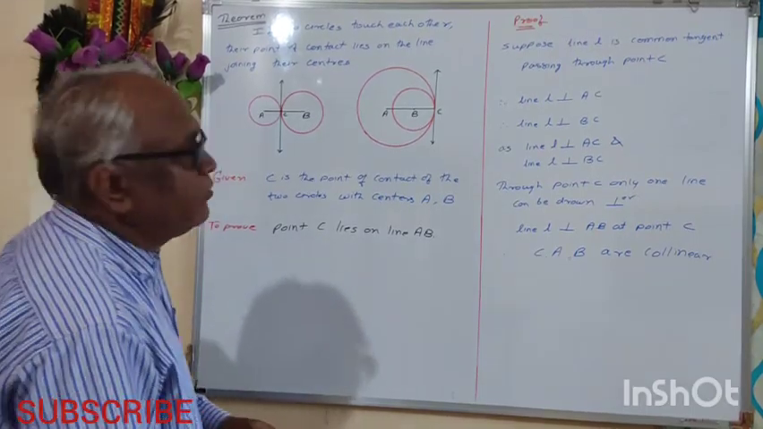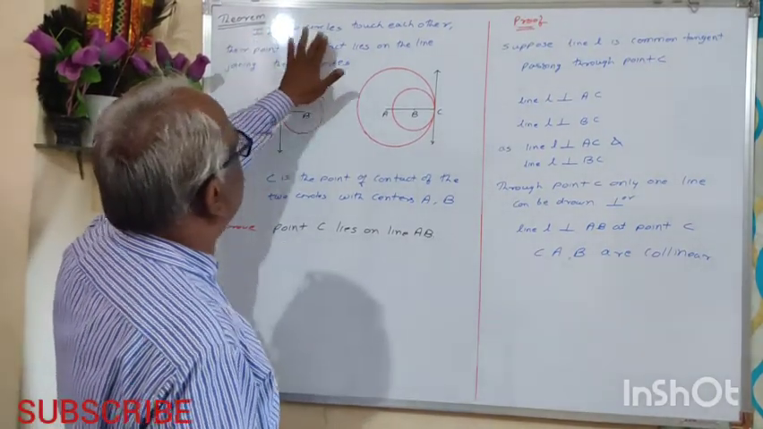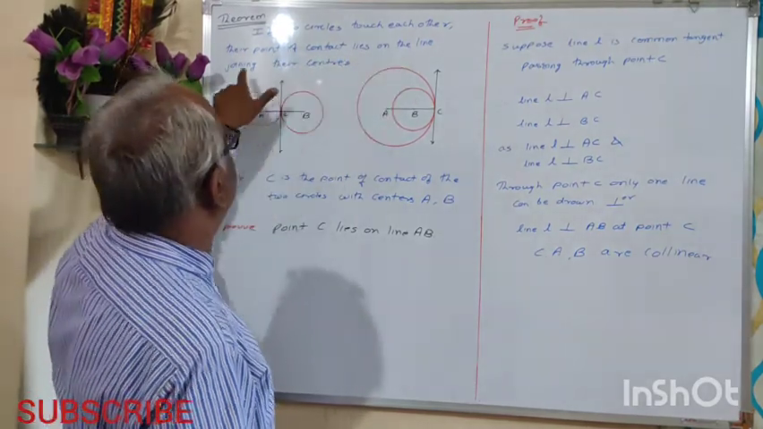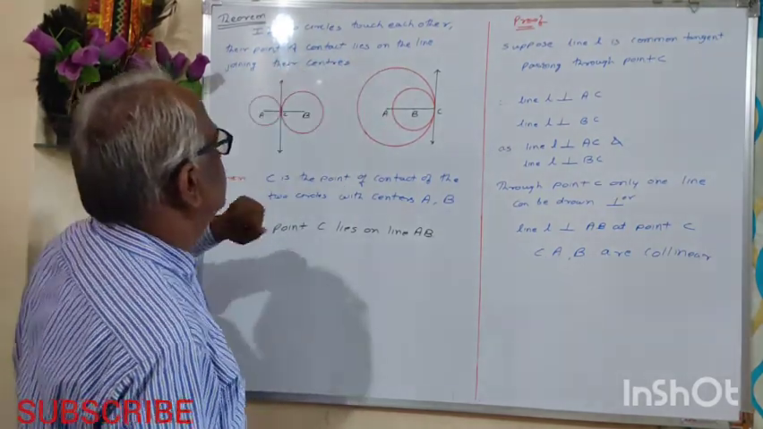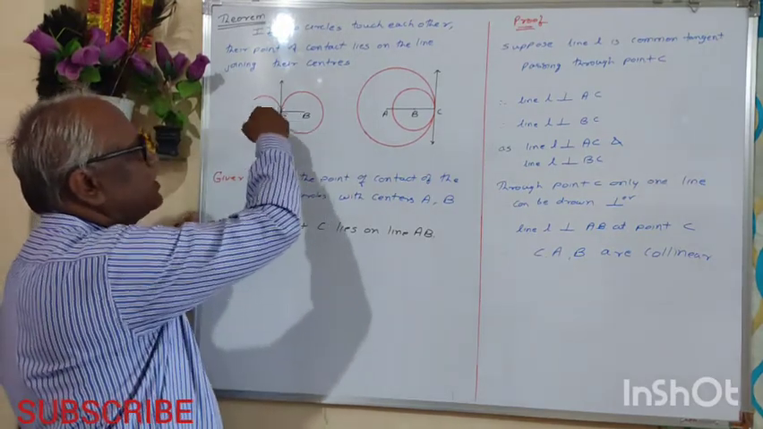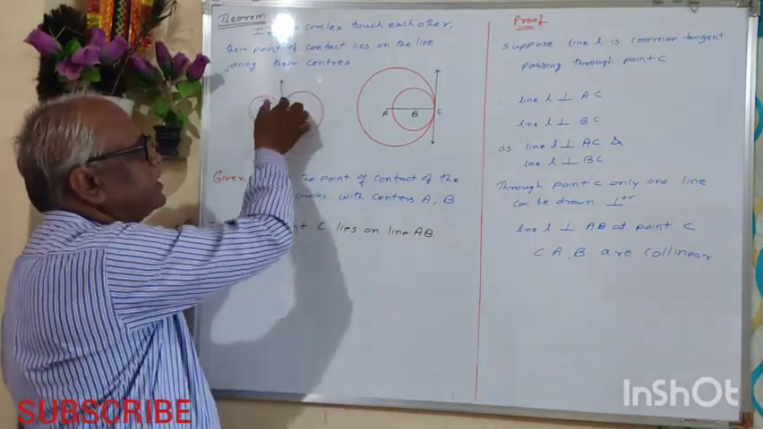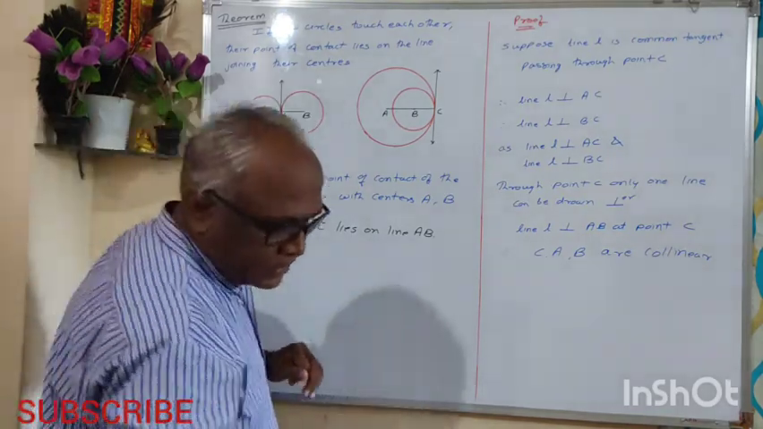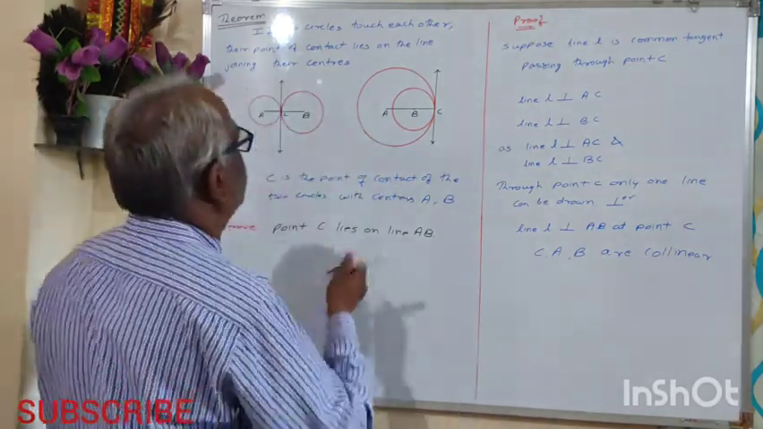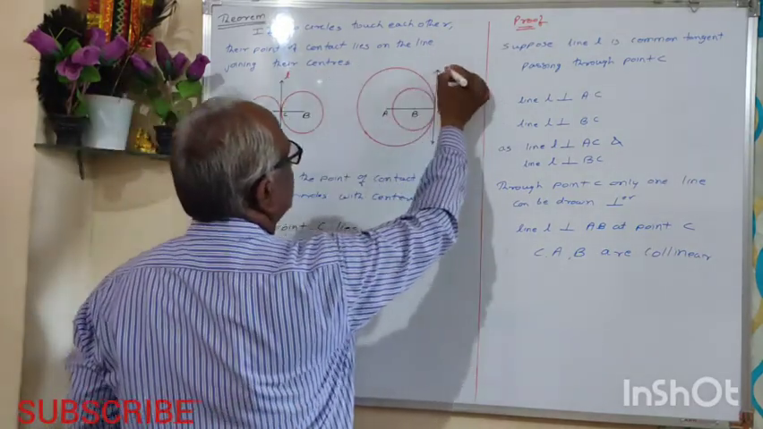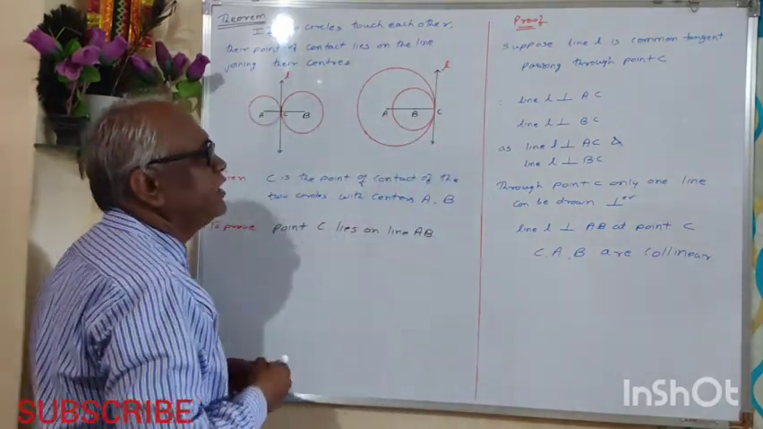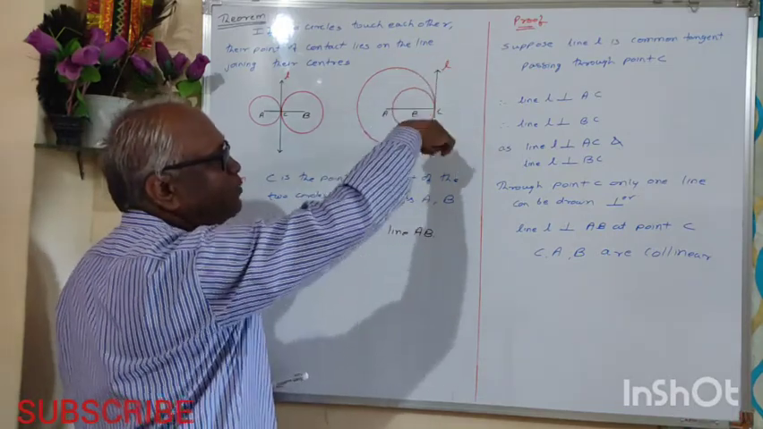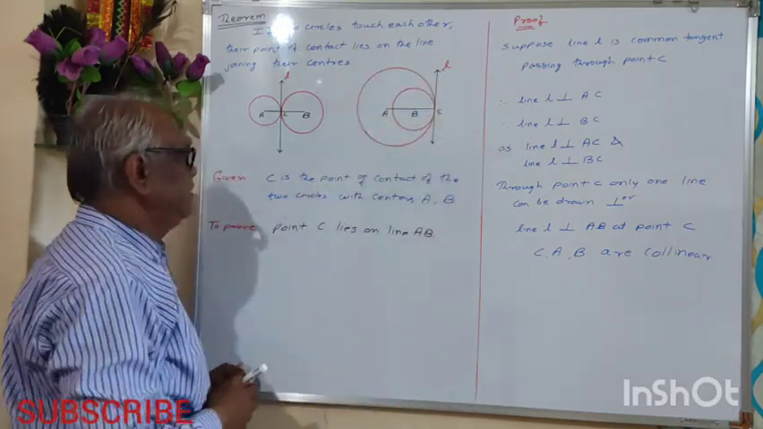Now we are going to see the theorem. The theorem is: if two circles touch each other, their point of contact lies on the line joining their centers. Here the two circles are touching externally at the point C, and one common tangent is there, which we can call L. And here also the two circles are touching internally at the point C, and one common tangent is there, passing through the point C, which is N.